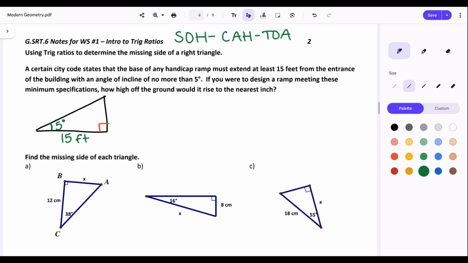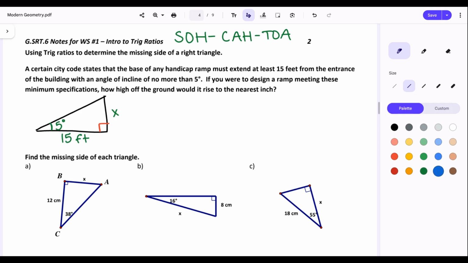Okay, they want to know how high off the ground it would rise to the nearest inch. So the rise would be that other leg that makes the 90-degree angle. And so I'm going to just put an X right there because that's going to be the side that we're trying to figure out. That would be representing how tall this ramp is. All right, so let's think about how we would set this up.